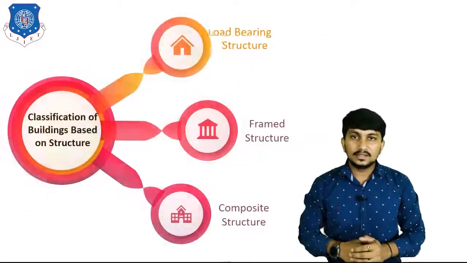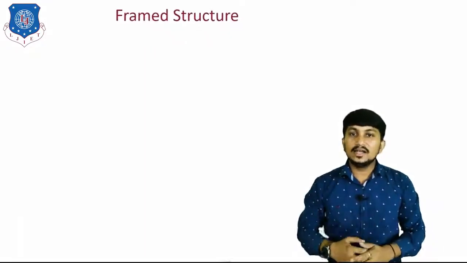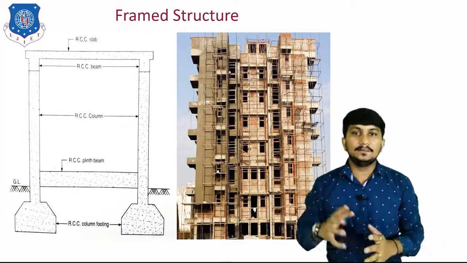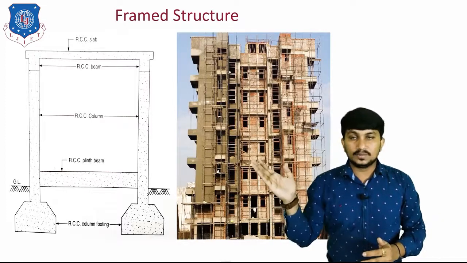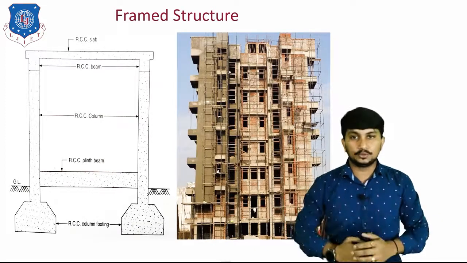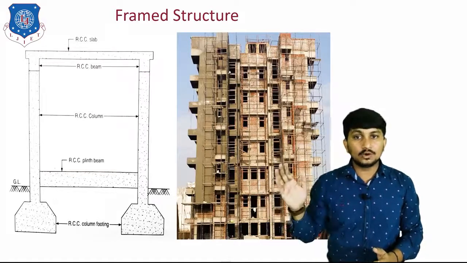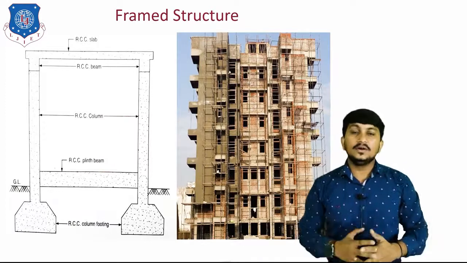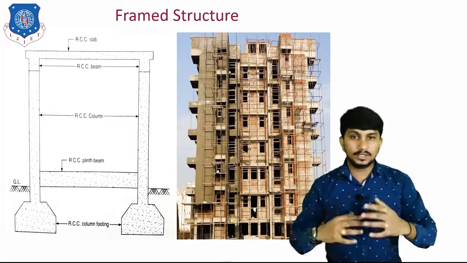Next type of structure is frame structure. Nowadays, every high story building or high rise building is made up of this type of structure, frame structure, in which RCC column is used as the main load bearing component. Here, load is transmitted from slab to beam, beam to column, column to column footing, and to the soil. The examples of frame structure are high-rise building or multi-story building or tall building.